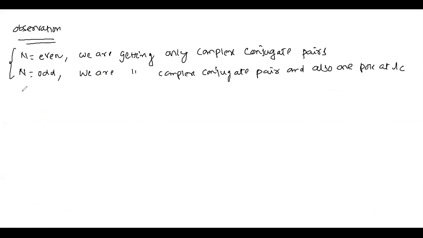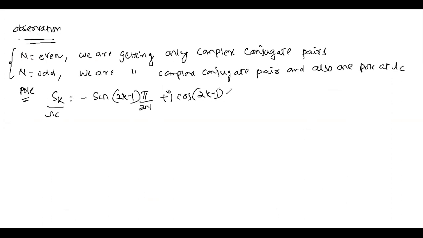Now, what is the pole we got? It is sk equals minus sine of (2k minus 1) pi by 2n, that is, sk by omega c plus j cos of (2k minus 1) pi by 2n. Now, complex conjugate pair means what can I write?